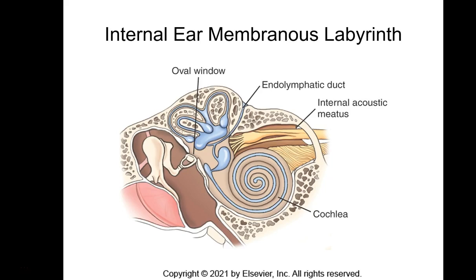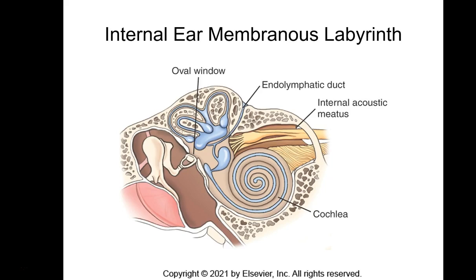So while the middle ear contains our 3 auditory ossicles, you see that here, the internal ear contains the apparatus for hearing and equilibrium. And the internal ear lies within the densest portion of the petrous pyramids. And remember, that's that dense part of our temporal bone.